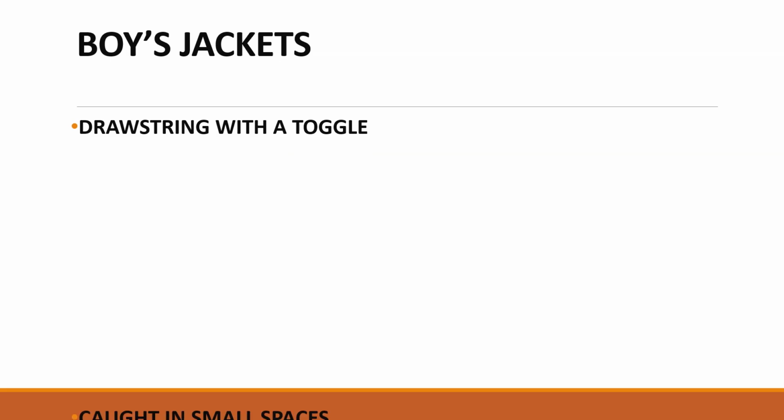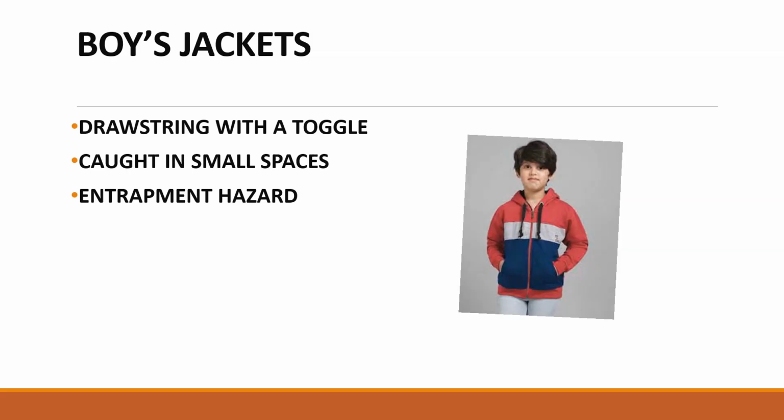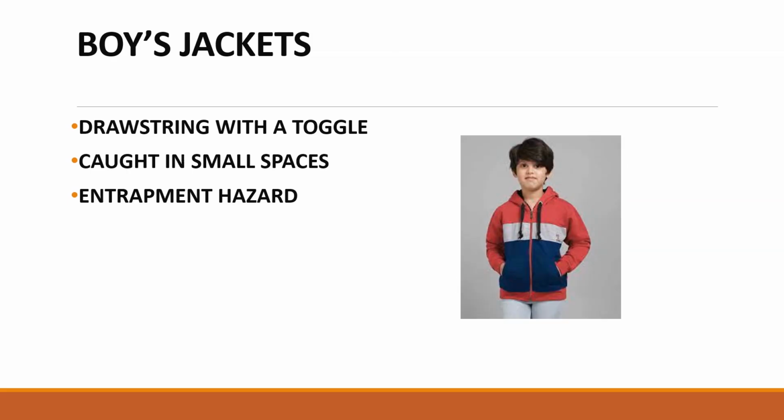Now here are certain examples or case studies which have happened with different apparel products in the world, and different brand buyers are associated with them. Let us see those items. One of them is the boys' jackets. In that jacket, a drawstring was there with a toggle, and there is a possibility of catching in small spaces, which may lead to an entrapment hazard. That's why these are the safety concerns in that boys' jacket.